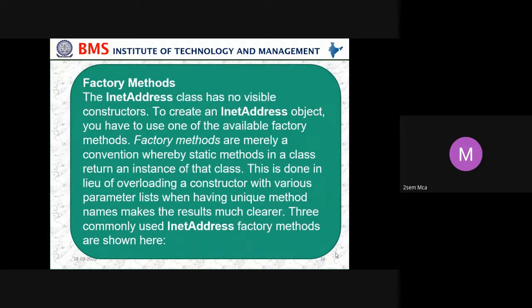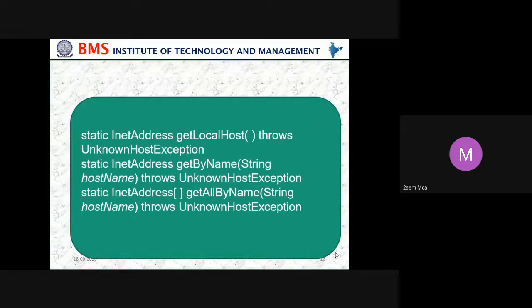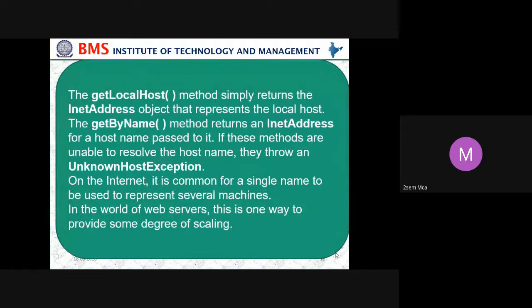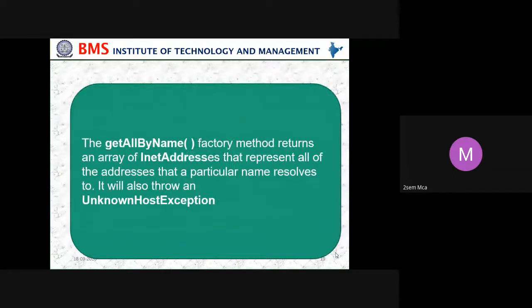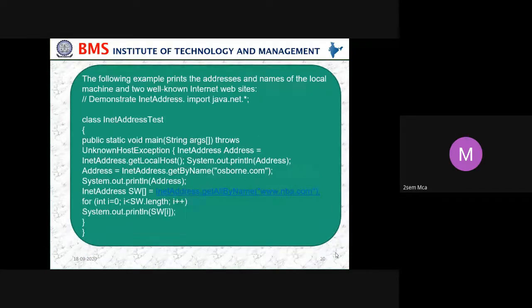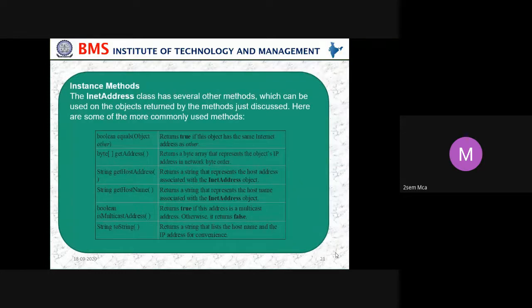Along with that, we have factory methods. These are inbuilt methods. For these factory methods, there are three important ones: getLocalHost, getByName and getAllByName. We saw what getLocalHost does, what getByName does, and what getAllByName does. Then we saw one small program on how this works. Then there are the inbuilt instance methods, each doing its own work.